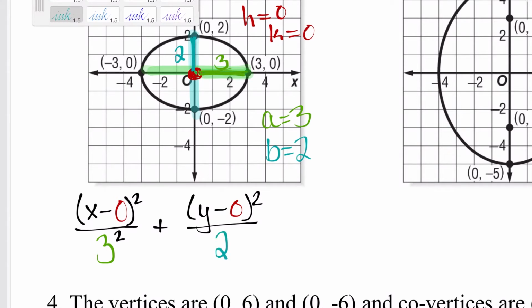So along my y-axis, we went 2 spaces. So I'm going to have that 2 underneath my y. And this is always going to be equal to 1. So if you wanted to, you could simplify this. This is a perfectly fine answer.